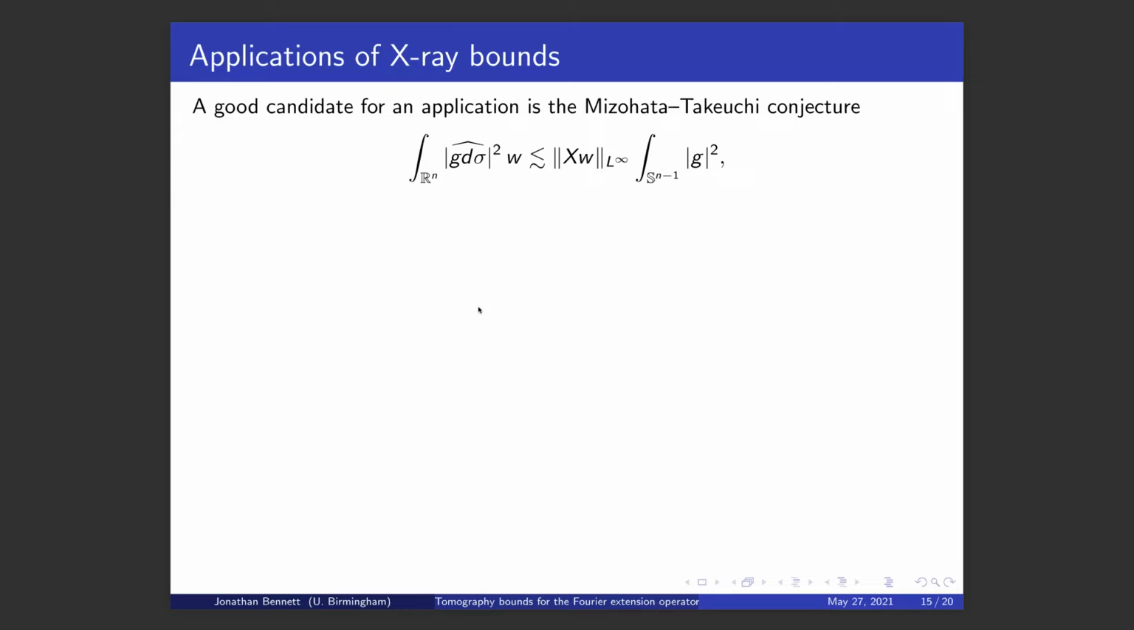while saying some new things. What about applications? What possible use could these observations be? So here's a conjecture, one of my favorite conjectures in restriction theory, and it's attributed to Mitsuhata and Takeuchi, a paper of theirs in the 80s. It claims that if I want a weighted L2 norm of G d sigma hat, I've got a non-negative locally integrable function W, just a standard weight function, then that is controlled by the L infinity norm of the X-ray transform of the weight times the L2 norm squared of the function G. Okay, so a very simple statement.